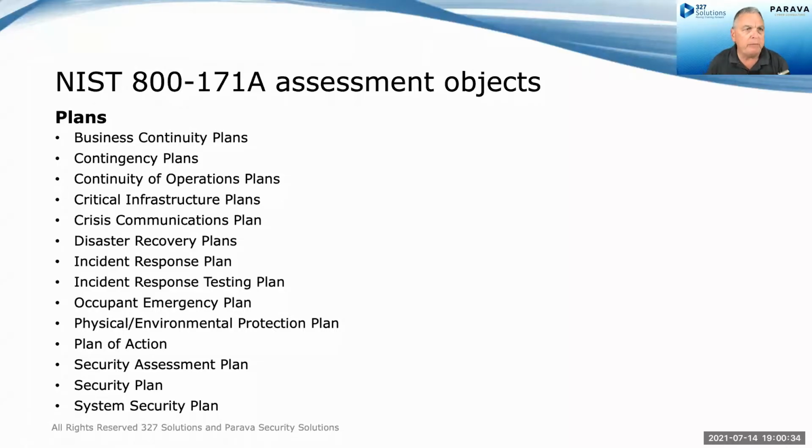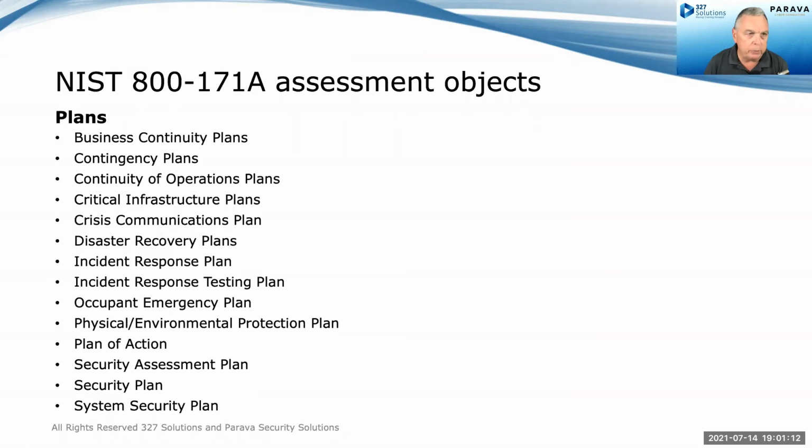As you can see from this list of NIST Special Publication 800-171A assessment objects, the number of plans that you actually need to create to be assessed as being compliant with 800-171A is rather significant. You need business continuity plans, continuity of operation plans, crisis communication, incident response, occupant emergency plans, physical environmental protection plans, security plans, and most importantly, a system security plan.